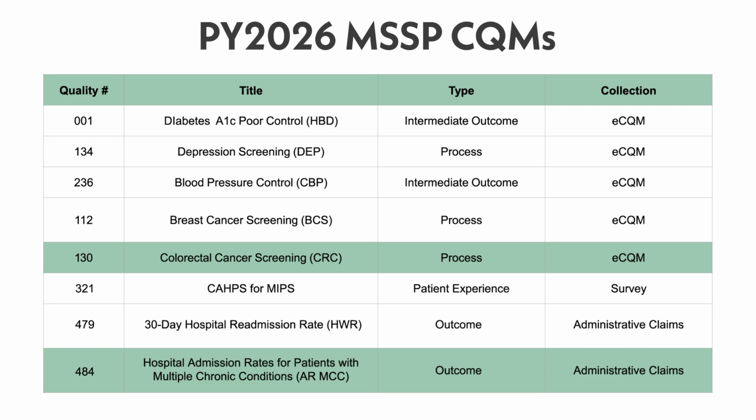Next, we have CAHPS, Quality 321, which is a patient experience survey. This is not pulled from the EHR. Performance is driven by access, communication, follow-up, and the patient experience at every touchpoint. Finally, we have two claims-based outcome measures: Quality 479, the 30-day hospital readmission rate, and Quality 484, admissions for patients with multiple chronic conditions. These are calculated from administrative claims, so you don't directly submit data for them, but our day-to-day workflows around transitions of care, medication access, and proactive chronic care management directly influence performance.